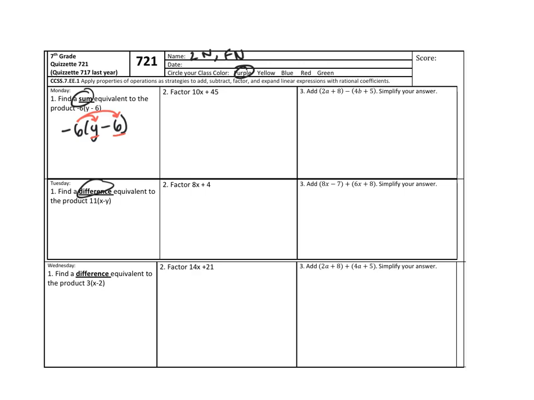So -6 times y is -6y. And -6 times -6 is positive 36. That's my final answer.